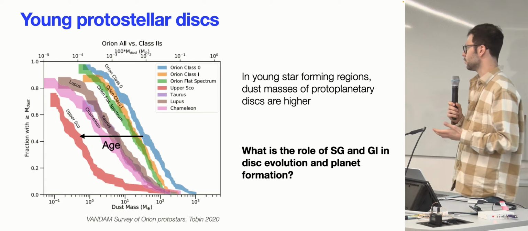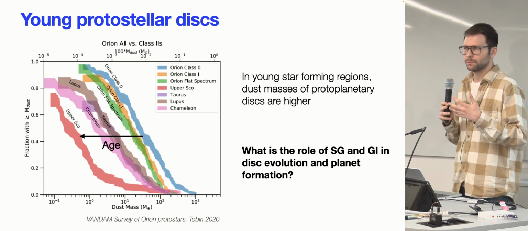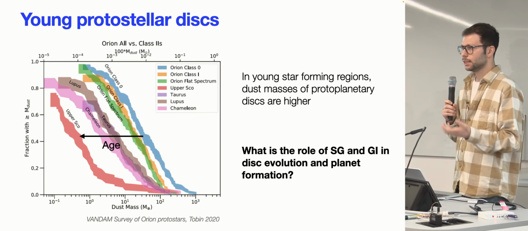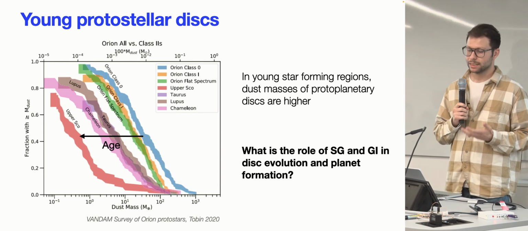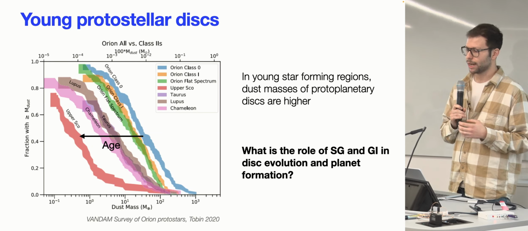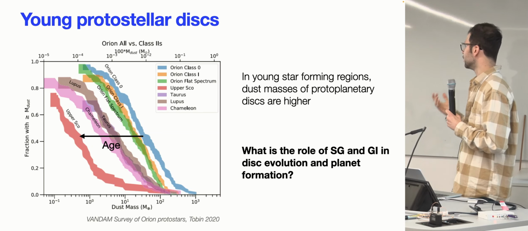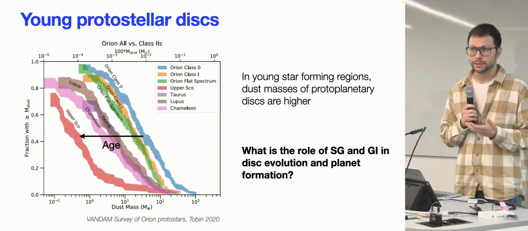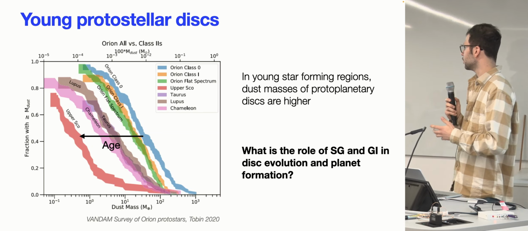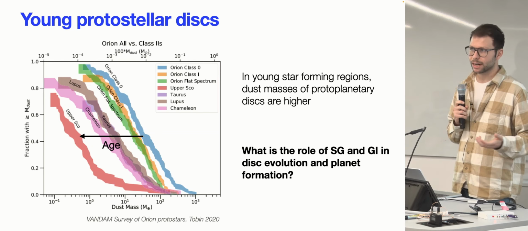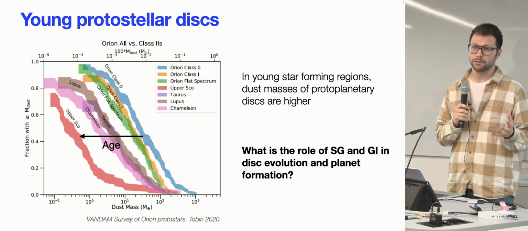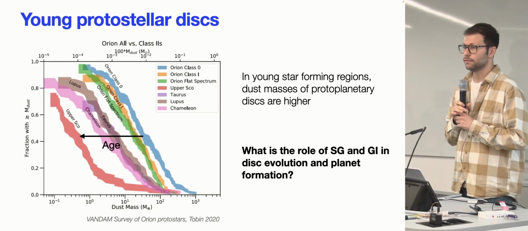This makes sense because they are accretion disks, so most of the mass has not yet been accreted by the central object. But when a disk is massive, what we need to take into account is the possible role of self-gravity and gravitational instability. And so the main question of my work is to understand what is the role of self-gravity and gravitational instability in disk evolution and in the process of planet formation.